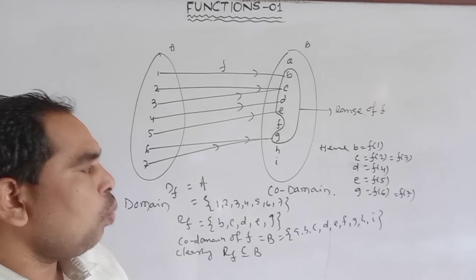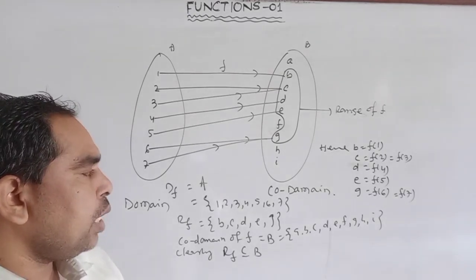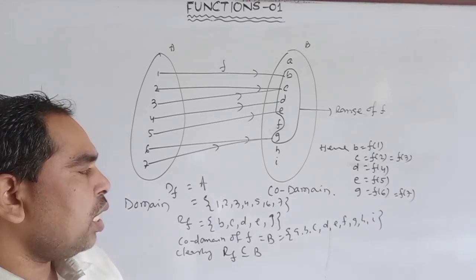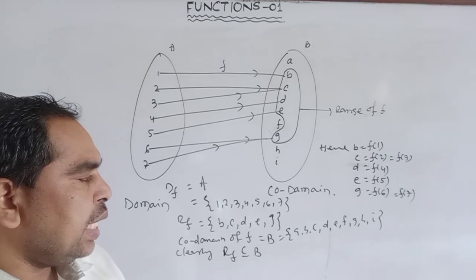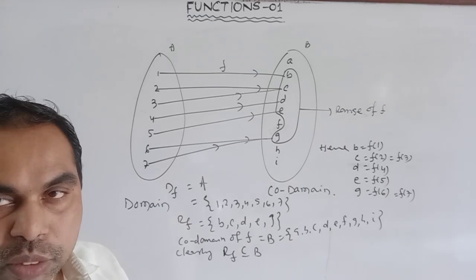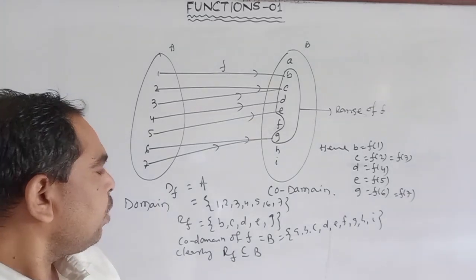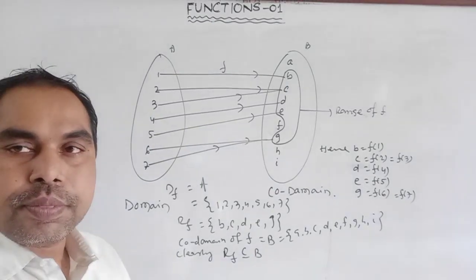Next, 1 is called the pre-image of B, 2 and 3 are called the pre-image of C, 4 is called the pre-image of D, 5 is called the pre-image of E, 6 and 7 are called the pre-image of G under the function f. Okay, so this is a function.